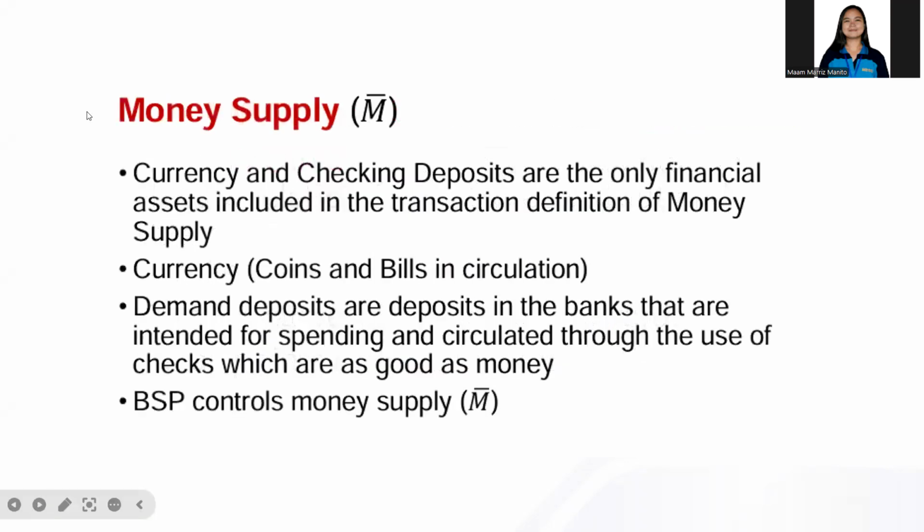Now, let's discuss money supply, which can be denoted with a capital M and a hat. So, money supply po yan siya. M can be currency and checking deposits. Currency meaning coins and bills in circulation. So, ito po yung mga pera. Pwedeng barya, pwedeng papel, in circulation in the economy. So, that's currency. And then checking deposits, or demand deposits, are deposits in the banks that are intended for spending and circulated through the use of checks, which are as good as money.